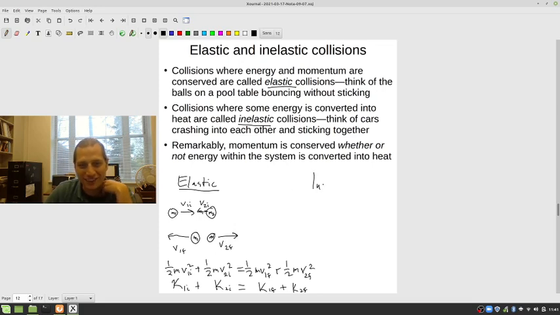For inelastic collisions, you could have, for instance, a case where m1 is a first car and m2 is your second car, and there's your v1 initial, and they run together into a stuck together mess. m1, m2. So your m3 there would be the sum of the two because they stick together.